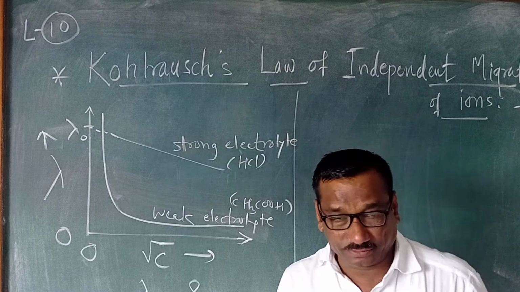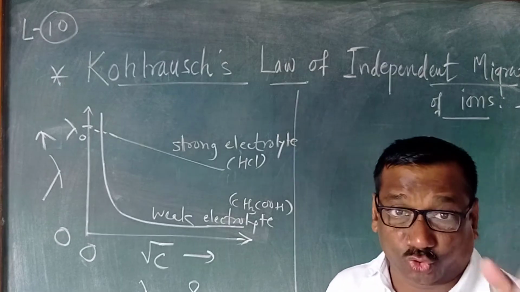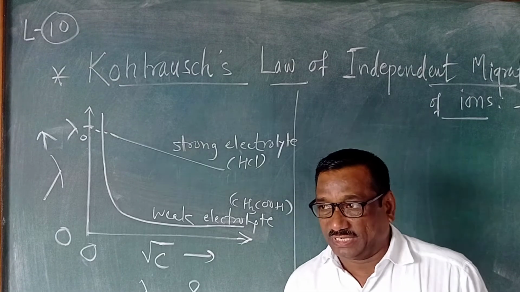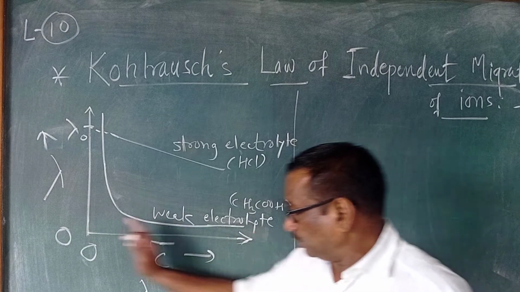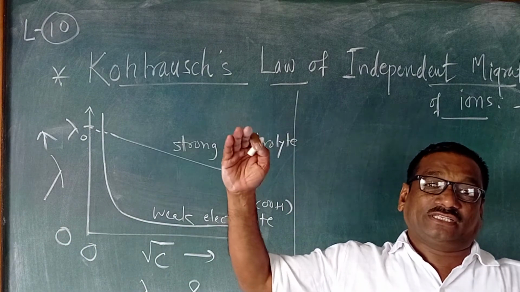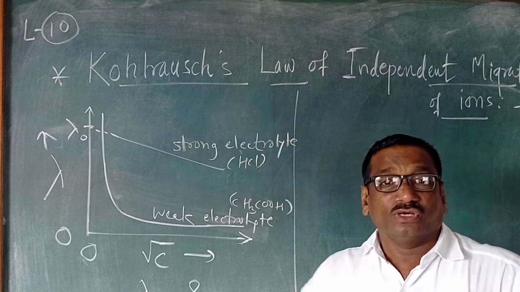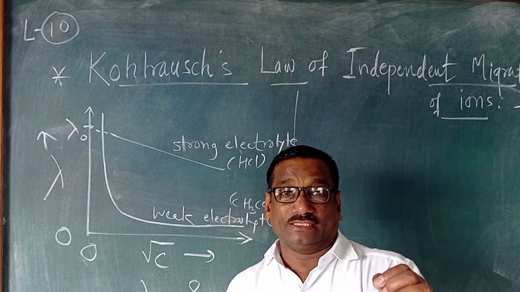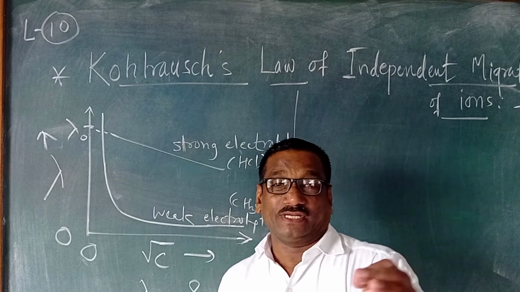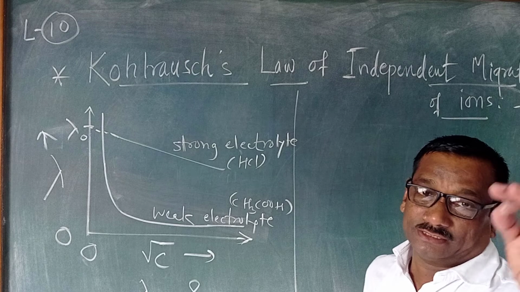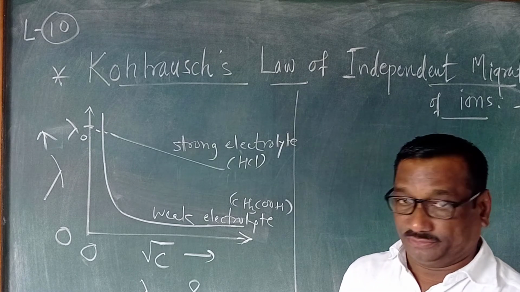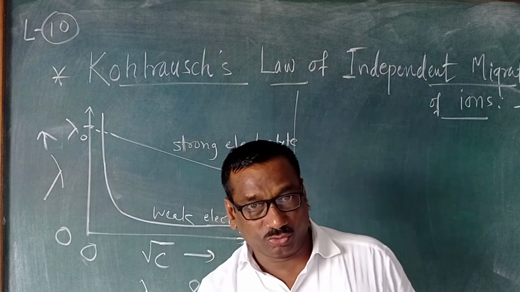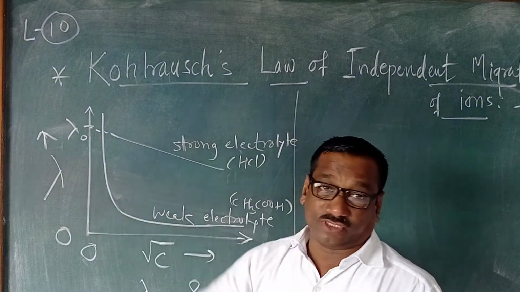There is a question for 1 mark. What is meant by equivalent conductance at zero concentration, or what is meant by equivalent conductance at infinite dilution? Infinite dilution means the solution is so diluted that the equivalent conductance reaches the limiting value. Further dilution gives no change in equivalent conductance. It is called the solution at infinite dilution, and the equivalent conductance at infinite dilution or zero concentration. For strong electrolyte we can find lambda 0, but for weak electrolyte we cannot find lambda 0.